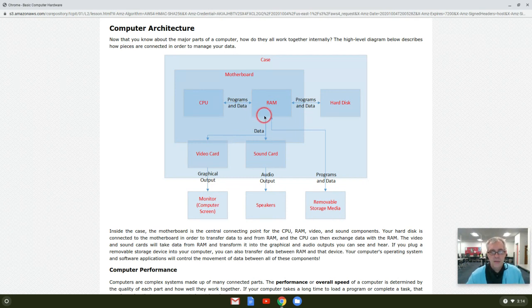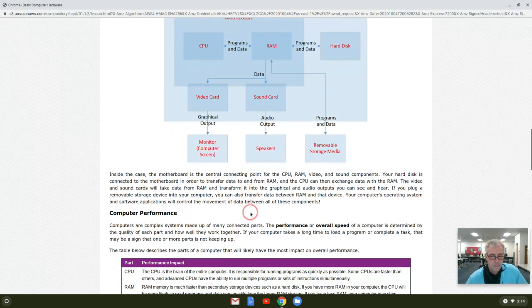So if I'm listening to a song, it's going from the CPU to the RAM to the sound card out to the speakers for me to listen to. If I'm storing a video clip to my hard drive, it's going from the CPU to the RAM to the hard drive. If I'm playing a game, it's going from the CPU to the RAM to the sound card and the video card, and then to the monitor and the speakers. So just understand where this architecture is and how everything's interacted and related.